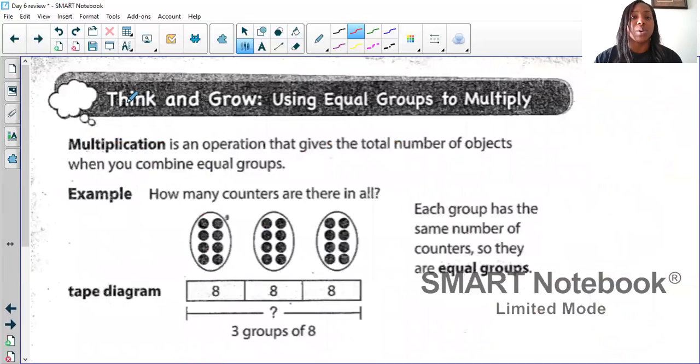All right, let's go to our Think and Grow. So we're going to be using equal groups to multiply. Just as a reminder, multiplication is an operation that gives the total number of objects when you combine equal groups. So let's take a look at the example. How many counters are there in all? Let's take a look.